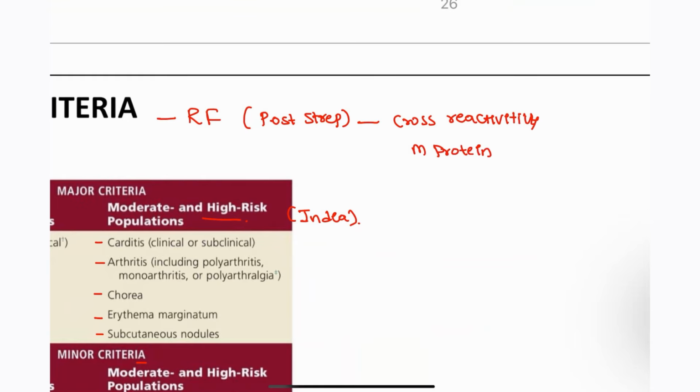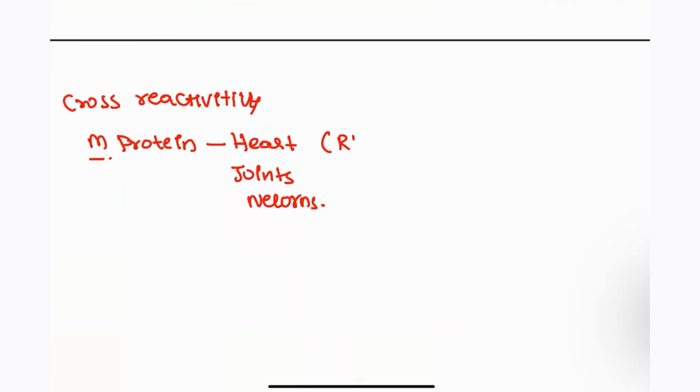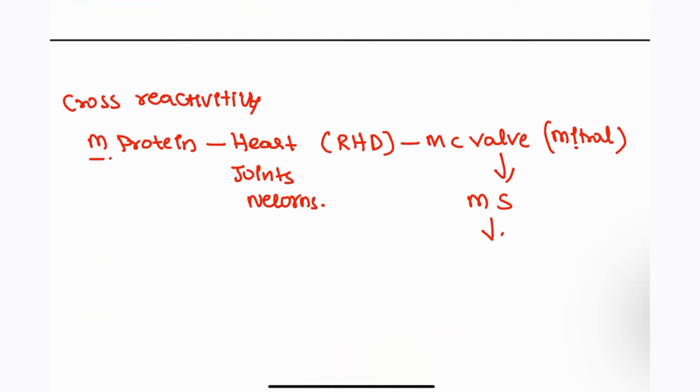The M protein will affect the heart (carditis), joints, and also neurons. Multiple factors are involved due to the M protein in this condition. If it progresses, the heart will be involved, leading to rheumatic heart disease. In rheumatic heart disease, the most commonly involved valve is the mitral. First the patient will have mitral stenosis, and if it progresses, mitral regurgitation is also seen.